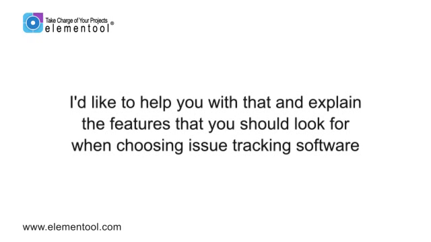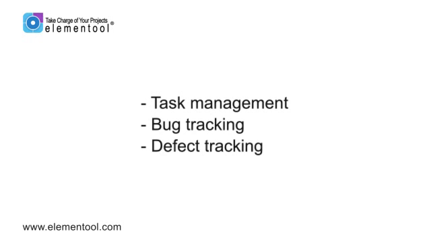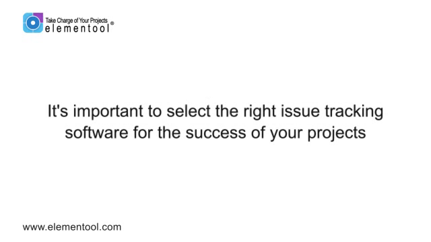I'd like to help you with that and explain the features that you should look for when choosing issue tracking software. Issue tracking is one of the basic tools used for project management and software development. It's mainly used for task management, bug tracking, and defect tracking. This is why it's important to select the right issue tracking software for the success of your projects.